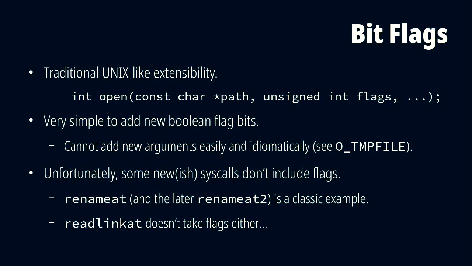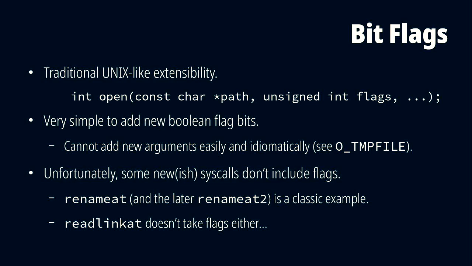So the oldest and most well-known way of doing extensibility is obviously Bitflags, which everyone here presumably has at least seen. And it works great. Bitflags are awesome for solving the problem of wanting to add new Boolean flags to a particular syscall. The problem is that that's sort of the only place they're good for. If you want to add new arguments, or anything like that, it's non-trivial to add them idiomatically.